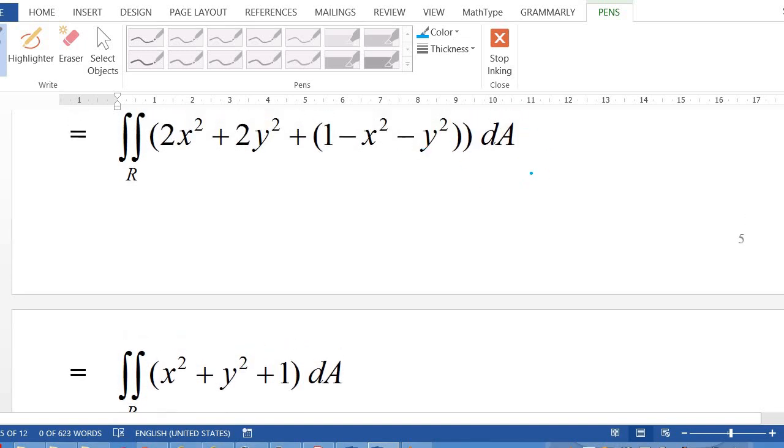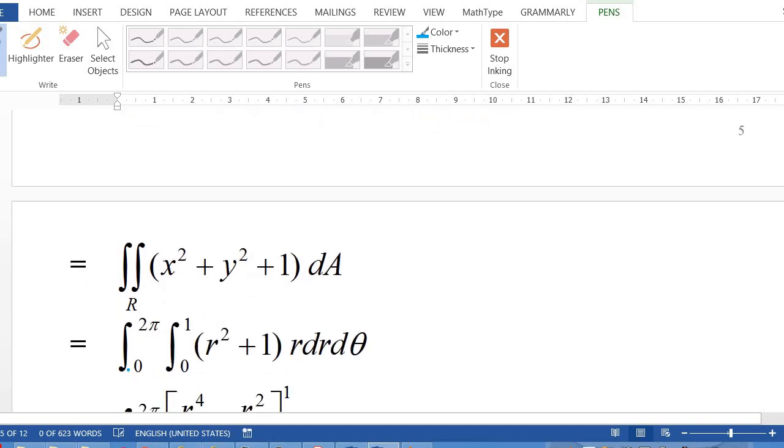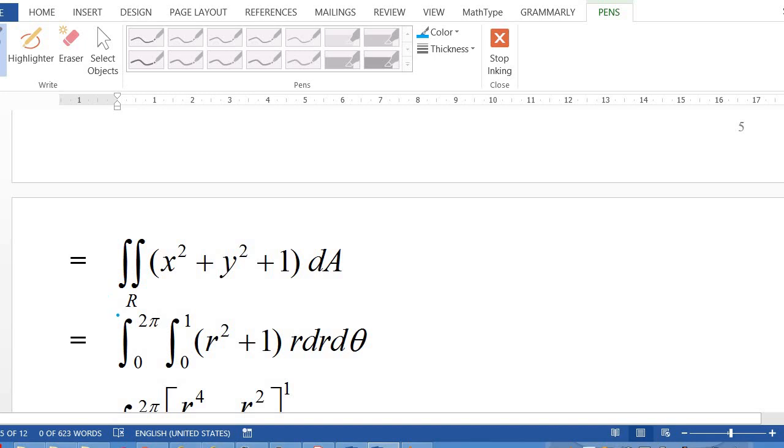using polar coordinates. 2x squared minus x squared, you have x squared. 2y squared minus y squared, you get y squared, and then plus 1. Since the region R is a unit circle with radius 1 centered at the origin, we evaluate dA using polar coordinates, which is r dr d theta, r from 0 to 1, theta from 0 to 2 pi. Then we replace x squared plus y squared with r squared. So you have r squared plus 1.